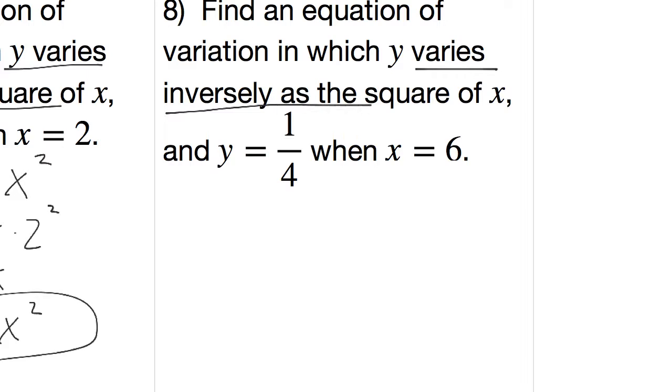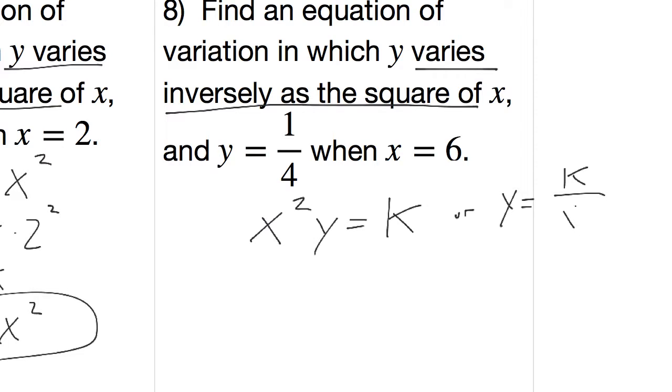Find an equation of variation in which y varies inversely as the square of x. So x squared times y is equal to k. Another way to look at this would be y is equal to k over x squared. Combining the two ideas we had before. Okay, so 6 squared, if x is 6, then plug in the numbers, times 1/4, that's got to equal k.